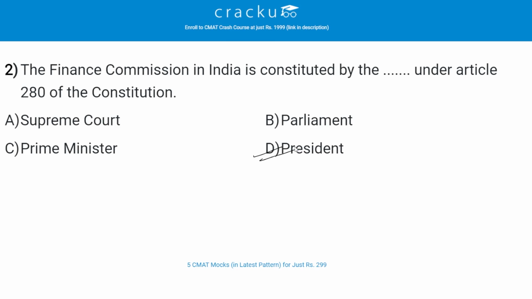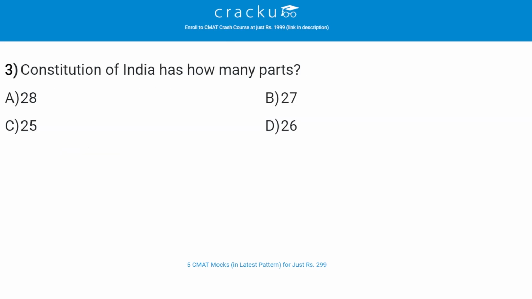Let's check the next question. Constitution of India has how many parts? So, the correct answer is C, that is 25. Constitution has 25 parts. The Constitution has a preamble and 470 articles which are grouped into 25 parts and with 12 schedules and 5 appendices.